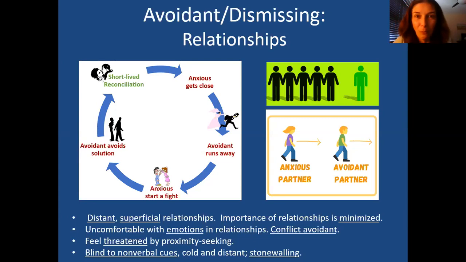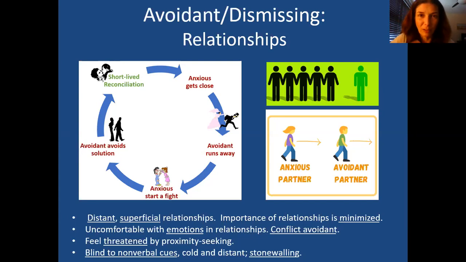And it just gets more and more of a cycle. I found this little diagram on the left that fleshes out the cycle a little more. Starting on the upper right of the left diagram, the anxious person gets close. Oh, honey, let's get close. And the avoidant's like, whoa, too much. The avoidant runs away. Then sometimes the anxious person doesn't like that they're pulling away because they're afraid of abandonment.